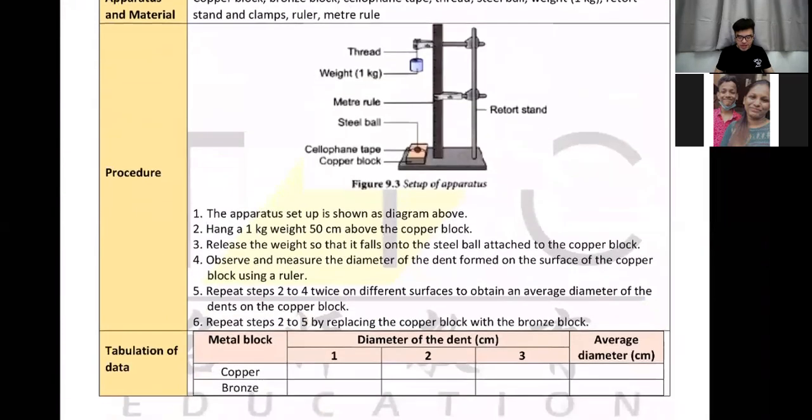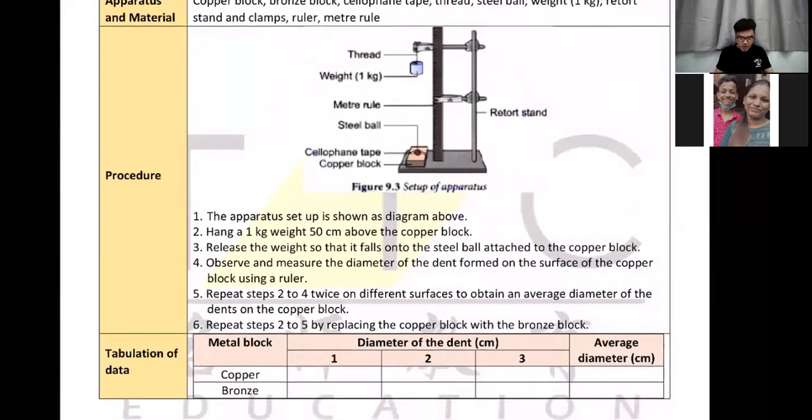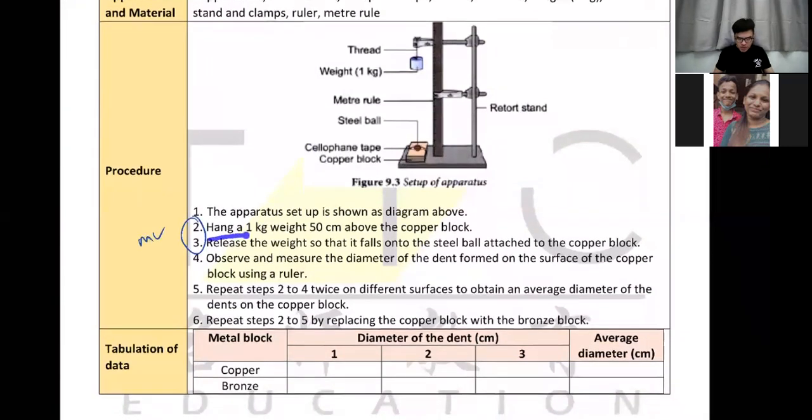So what do you do? First step, draw the apparatus set up as shown. Second step, you show the MV, but they are doing it in two steps. Your MV step: they say hang a 1 kg weight 50 cm above the copper block and release the weight so that it falls onto the steel ball attached to the copper block.